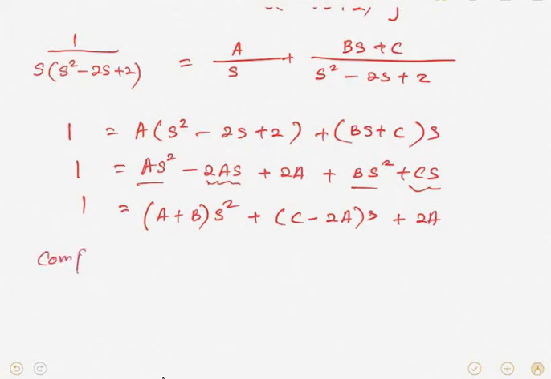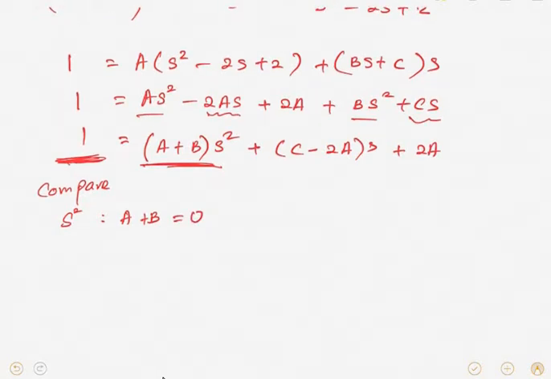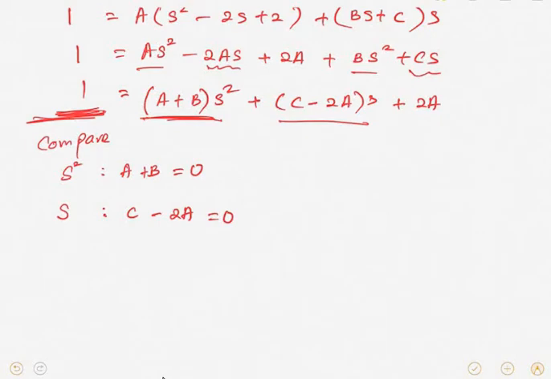Then you compare the s squared coefficients. It's A plus B on the right hand side. But what about the left hand side? Is there any s squared? There's no s squared, so it's 0. Then you compare with s. It's C minus 2A, and the left hand side also has nothing, so it's 0. And then you compare with s to the power of 0. We have 2A, but we do have 1 here, so it's equal to 1. So from here we know that A is equal to 1 over 2. Then we find the other value, B.